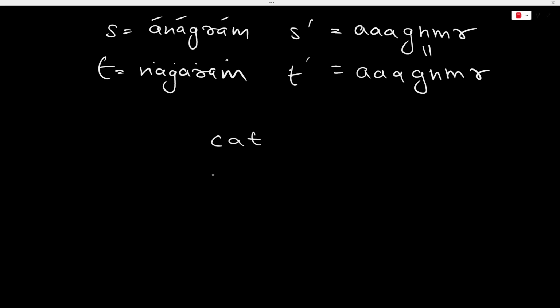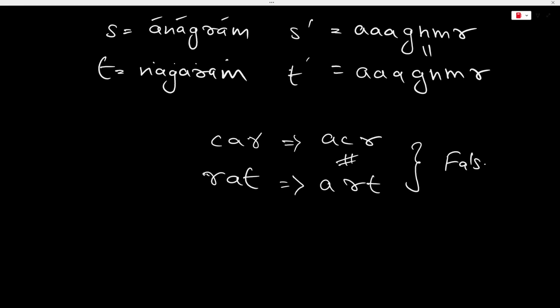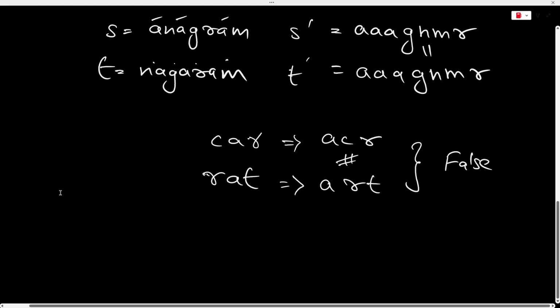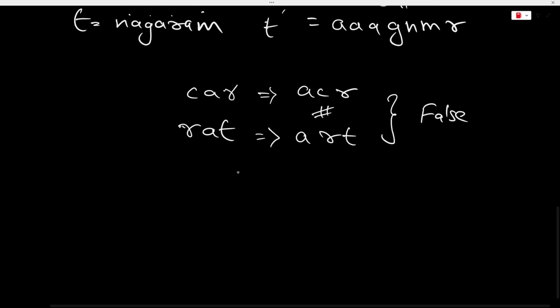Car and rat, if you sort them, clearly they are not identical. So in this case, we'll return false. The observation is quite simple and the solution is also quite simple.